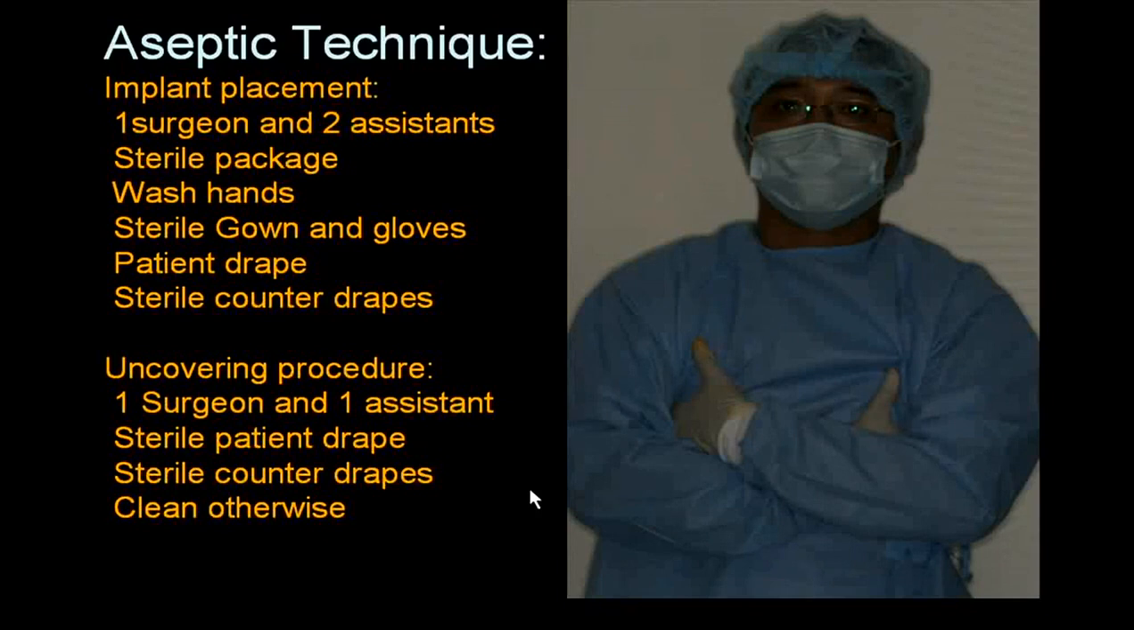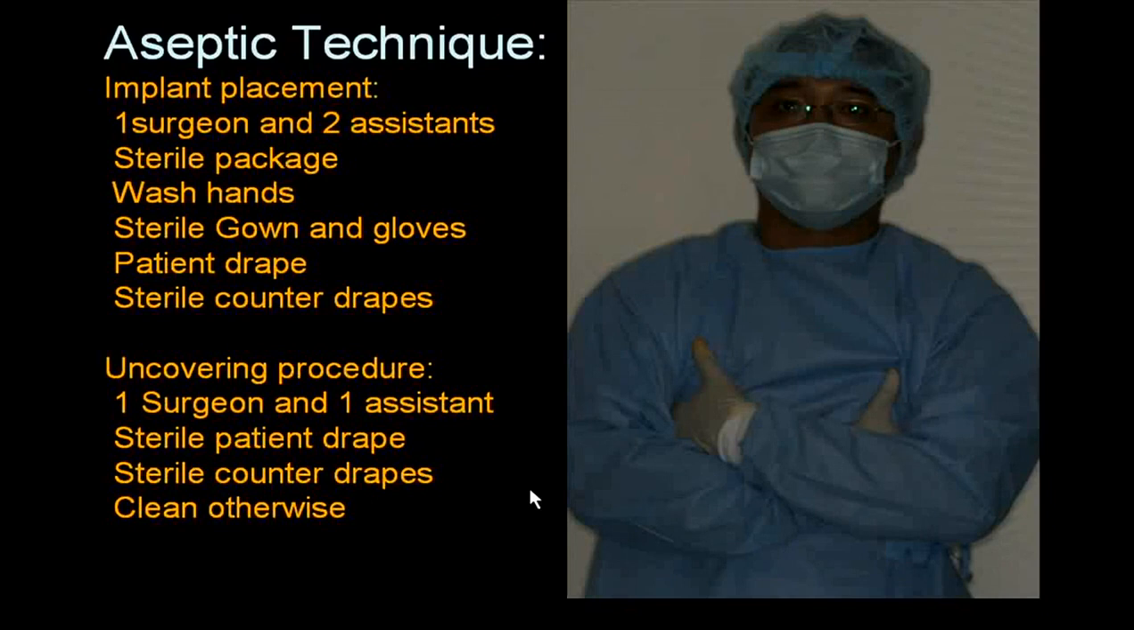Now, let's divide them into two different ways. One is the implant placement, and the second one is the uncovering procedure. For implant placement, I work in my clinic as a surgeon, so I have one sterile gown, and I'm dressed up, and I have two surgical assistants, one chair side, and one delivering me instruments, the implants, and the handpiece.